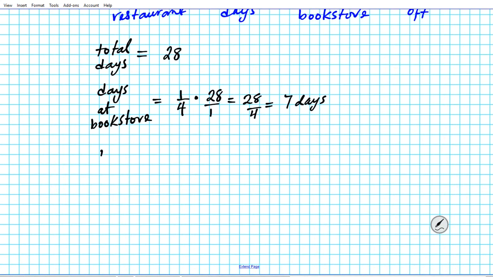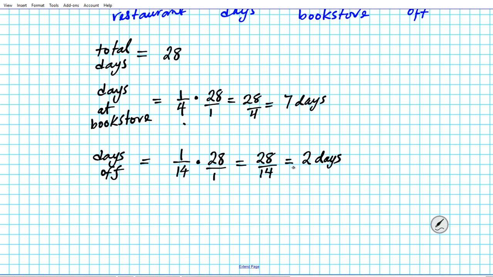Now, how many days did she take off? Days off. She took a 14th of the entire period off. So 1/14 of basically means 1/14 times the total number of days, which is 28. Express this as a fraction. Multiply across, we have 28 divided by 14, and that is 2. So Carol took 2 days off.